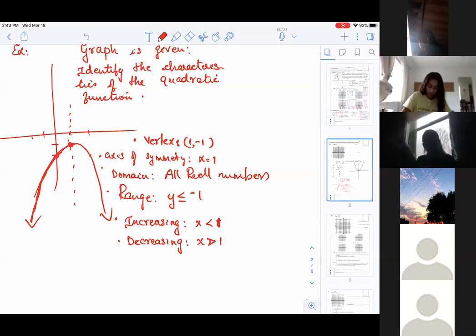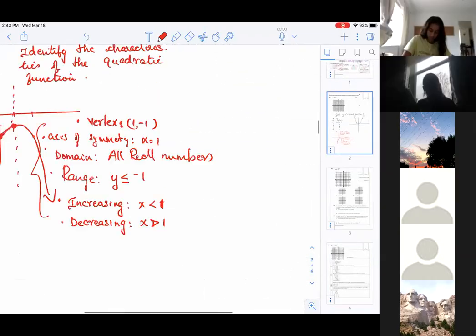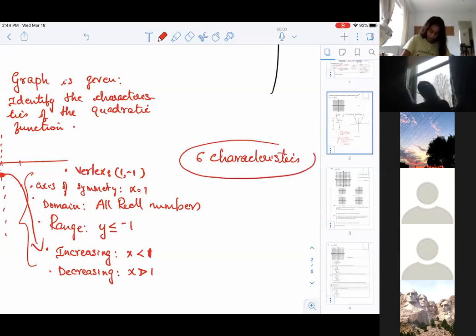So this is what I mean by characteristics, okay? You're going to write the vertex, axis of symmetry, domain, range, increasing, decreasing. So 1, 2, 3, 4, 5, 6 characteristics. Are there any questions? No. Are we good with 8.1? Yes.